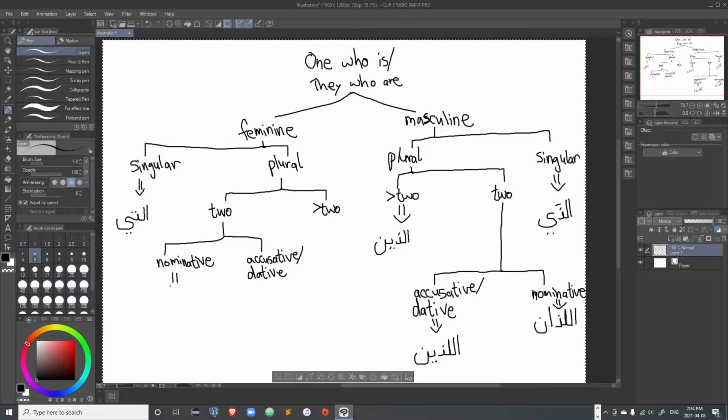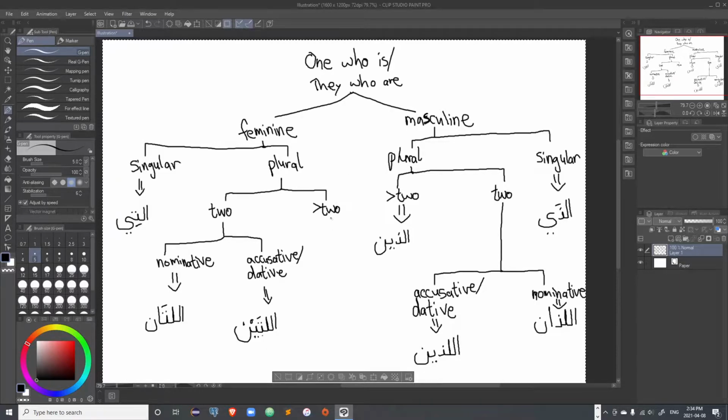For the dual form, it will be اللتان, and as you have inferred, it will be اللتين. So it is transformed from alif nun to ya nun. اللتان, اللتين.